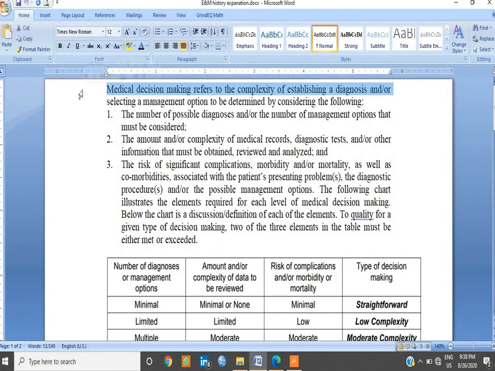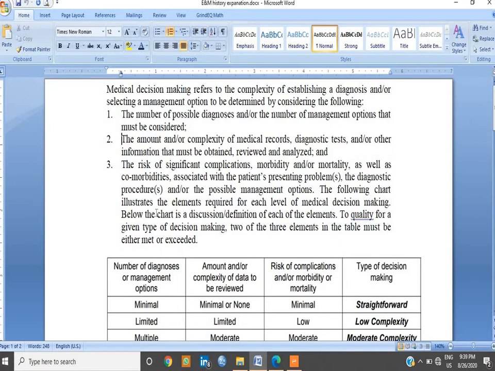So medical decision making refers to the complexity of establishing a diagnosis and or selecting a management option, to be determined by considering the following. First, the number of possible diagnoses and or the number of management options that must be considered. Number 2, the amount and complexity of medical records, diagnostic tests, and or other information that must be obtained, reviewed, and analyzed. And point 3, the risk of significant complications, morbidity, and or mortality, as well as comorbidities associated with the patient's presenting problems, the diagnostic procedure or procedures, and or the possible management options.